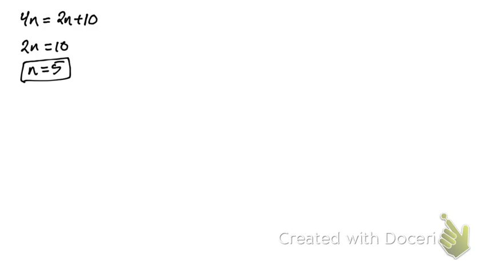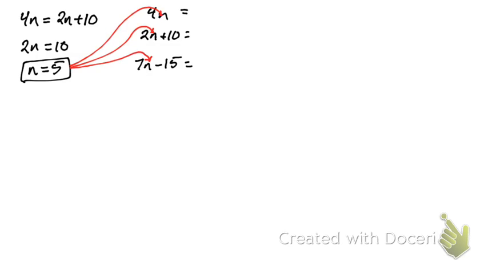Now what you have to do is make sure all of the sides are actually congruent. So we have 4n, 2n plus 10, and we also have 7n minus 15. What you need to do is take that 5 and plug it in for all of your n values. 4 times 5 is 20. 2 times 5 is 10, plus 10 is 20. 7 times 5 is 35, minus 15 is 20. It is equilateral because all your sides are 20. I'm sorry, I don't know why I was talking about angles.